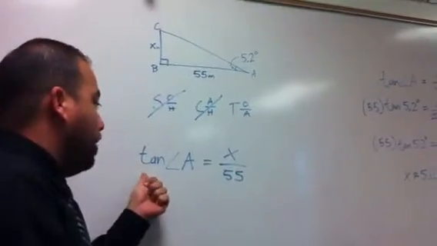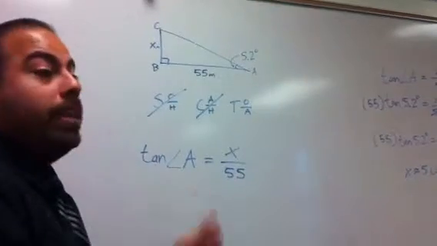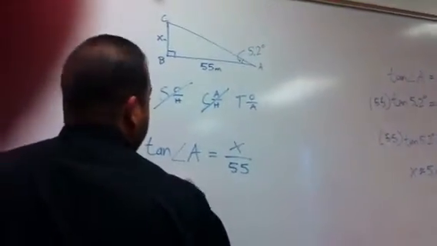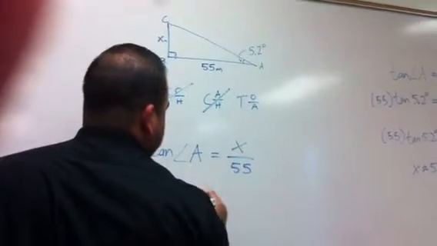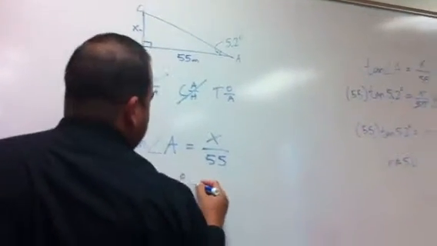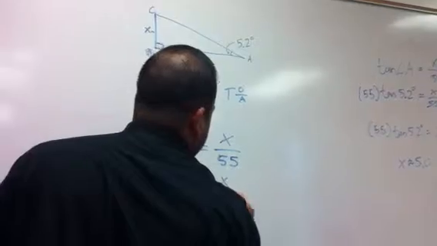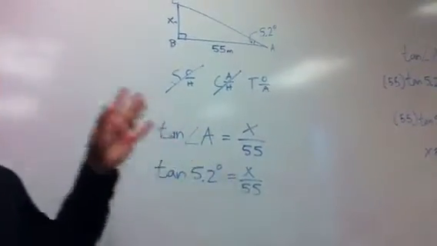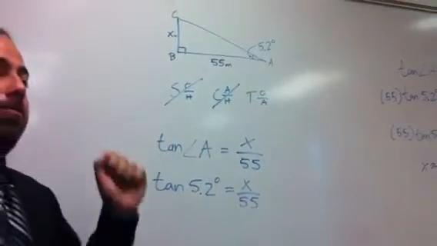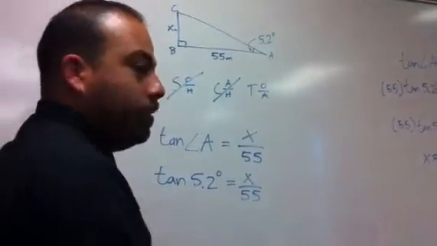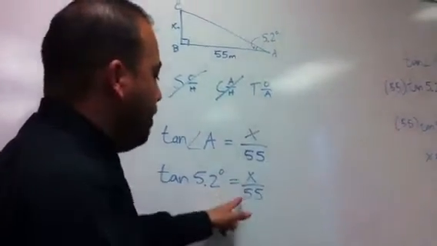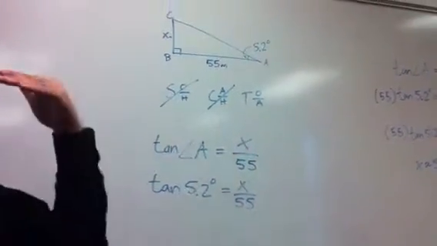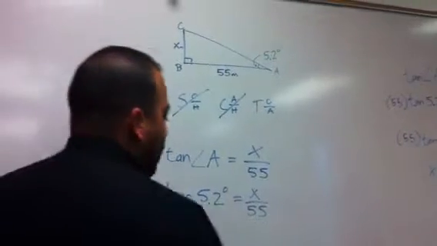Let's get started. First of all, let's complete this side. Do we know what the measurement of angle A is? Yeah. What is it? 5.2 degrees. So we need to find the tangent of 5.2 degrees, and that should be equal to X over 55. But I still need to get X by itself. What is stopping X from being by itself? Price. Divided by 55. Class, how do I get rid of divided by 55? Go ahead. Multiply by 55.